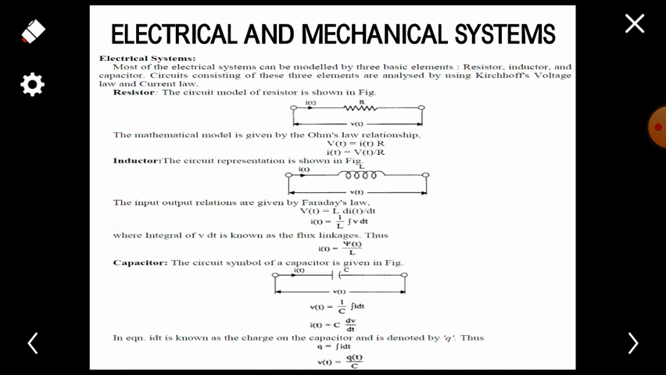The circuit of the capacitor is shown here, and we are going to calculate the voltage and current value from this. So V of t is equal to 1 divided by C into integral of I dt, and I of t is equal to C into dV divided by dt. From this, we know that charge will be calculated as q is equal to integral of I into dt. Therefore, V of t is equal to q of t divided by C.